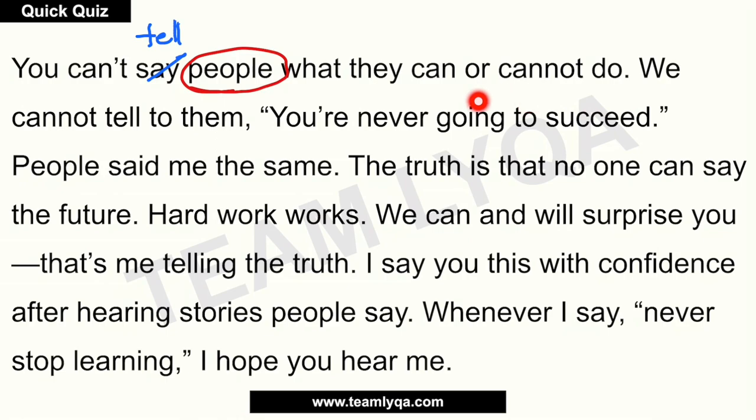Next. We cannot tell to them you're never going to succeed. Okay? Now, if you caught that, medyo off din, we cannot tell to them. Now, tanong, itong tell ba na yan? Tell ba dapat yan? O say? Now, ang next na word doon sa kanya is to. Sabi natin again, kapag to ang kasunod, this should be say. So, we cannot say to them, you're never going to succeed.